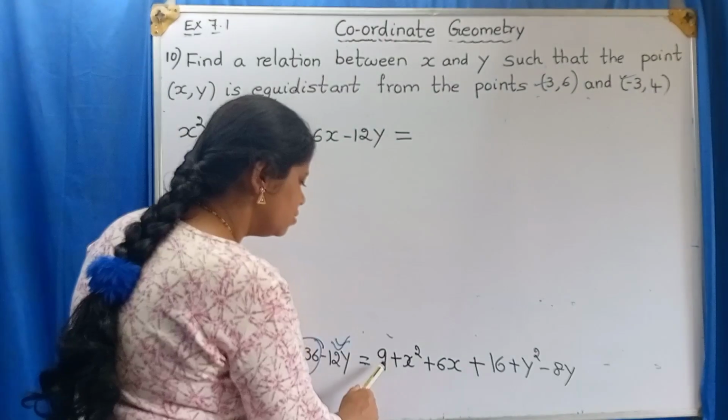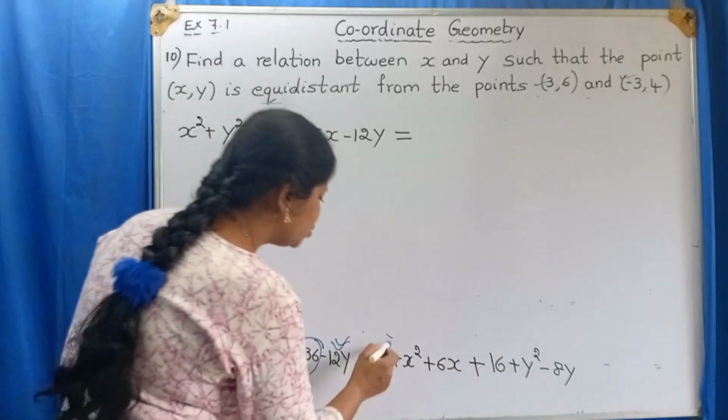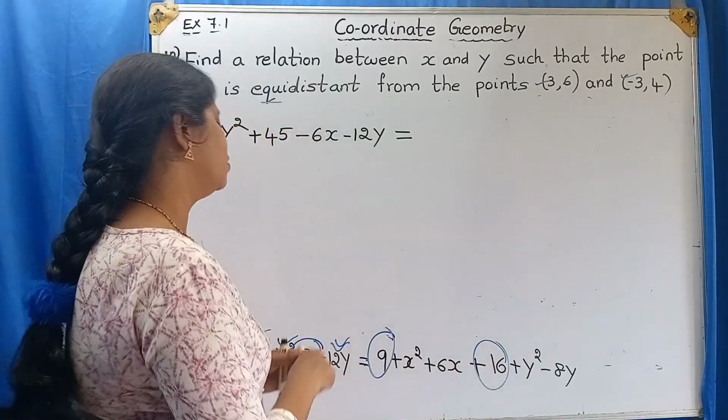Now look at this. I will write it as x square plus y square. Plus 9 plus 36 is what? Plus 45. Minus 6x minus 12y. Let me write as it is. Minus 6x minus 12y. For this is equal to symbol, let us write is equal to. 9 plus 16 is how much? 25. Okay?